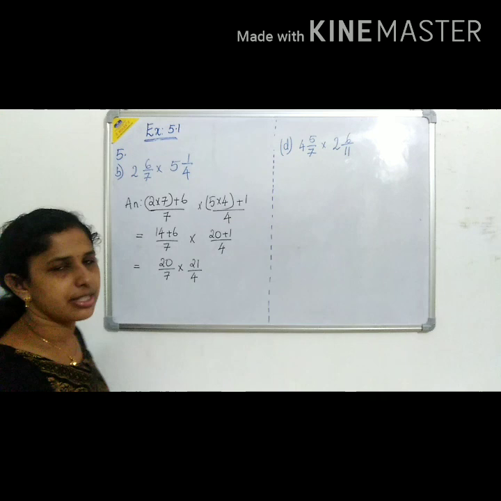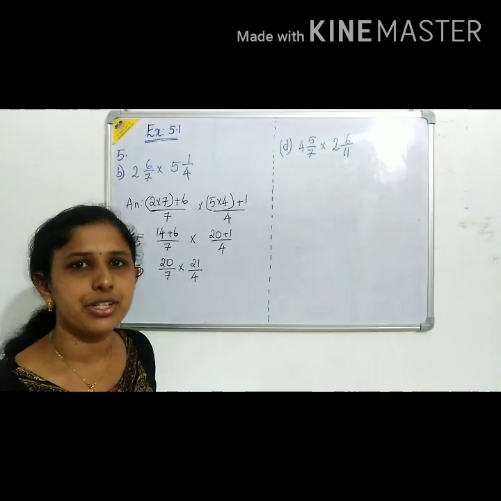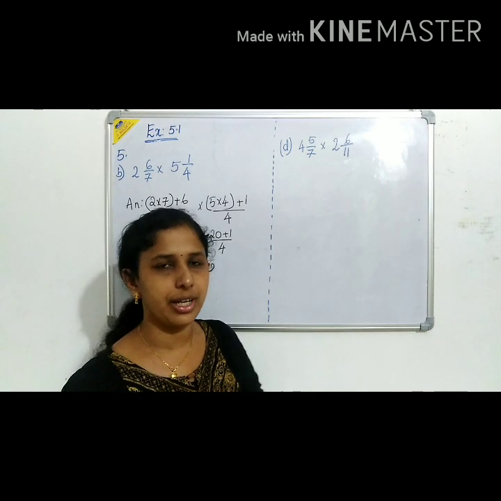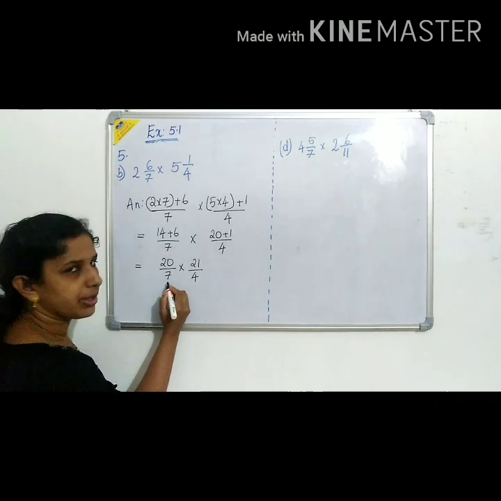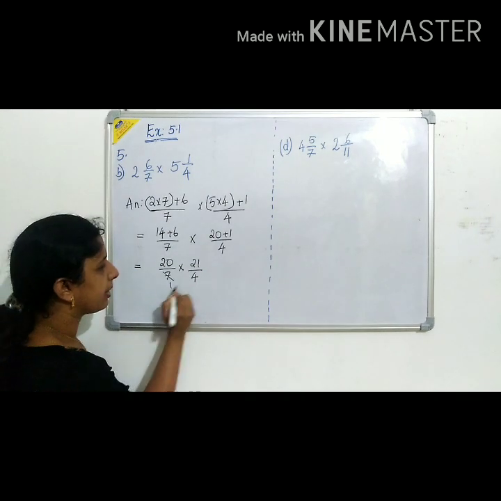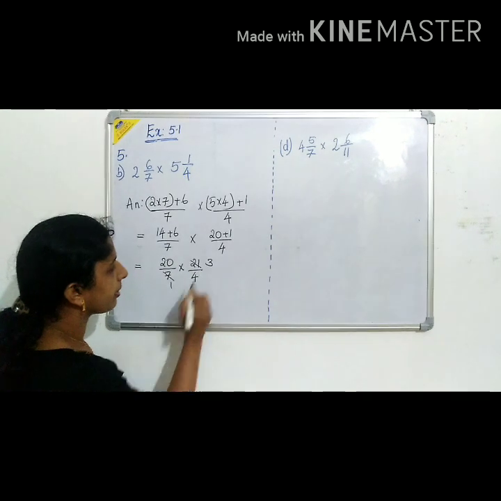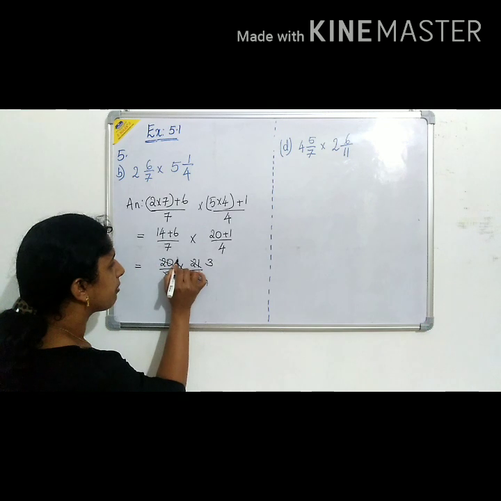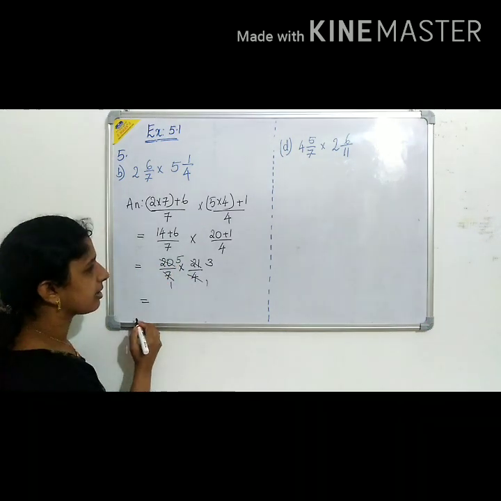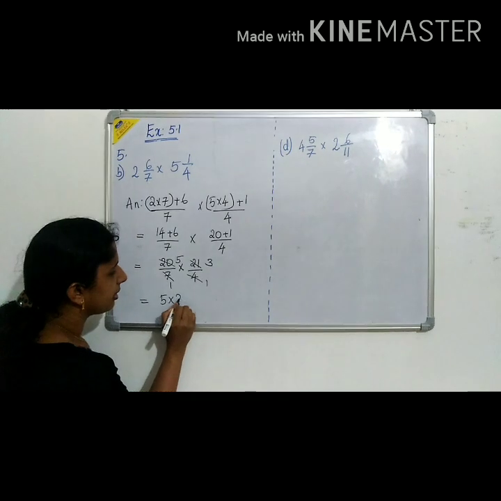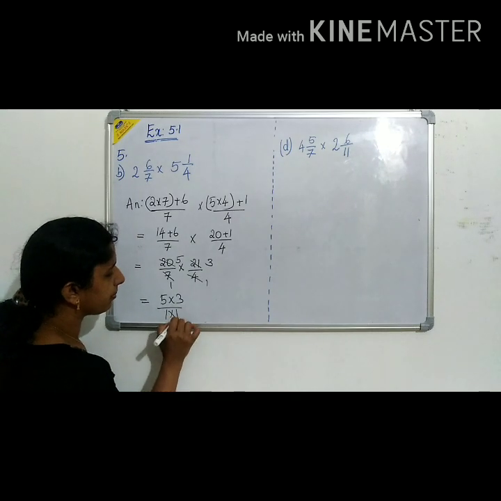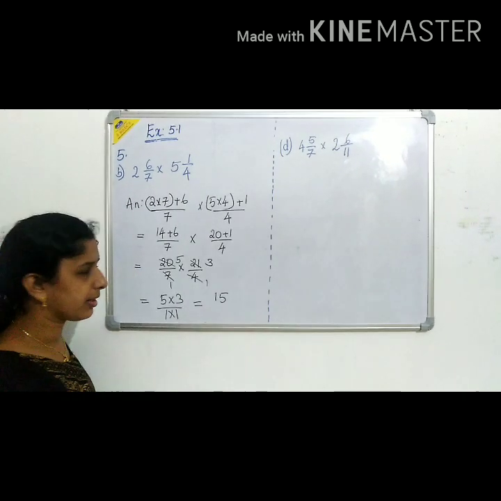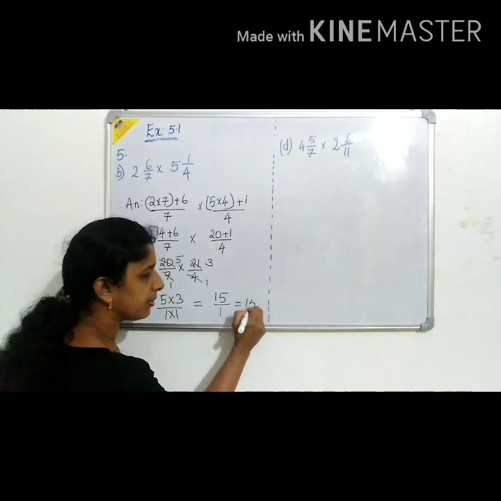Now it is easy to multiply. Before multiplication we have to see if there are any common factors in the numerator and denominator that we have to cancel. Here 21 and 7 you can cancel by 7. 7 by 7 is 1, 21 by 7 is 3. 4 and 20 also you can cancel. 4 by 4 is 1, 20 by 4 is 5. The answer is equal to 5 into 3 divided by 1 into 1, that is 5 3s are 15. If the denominator is 1, you can neglect it, that is 15 by 1 is equal to 15.